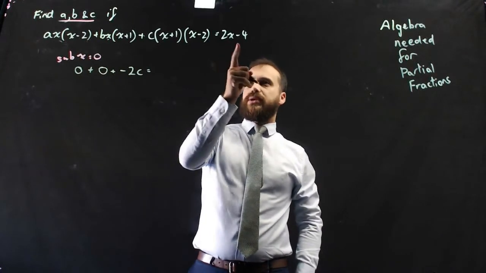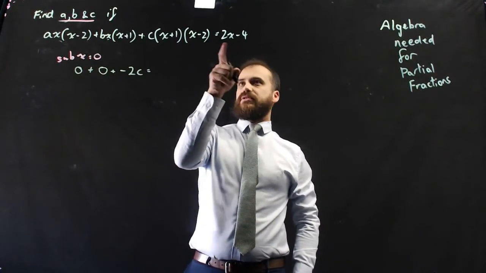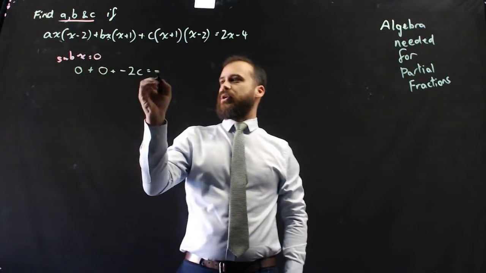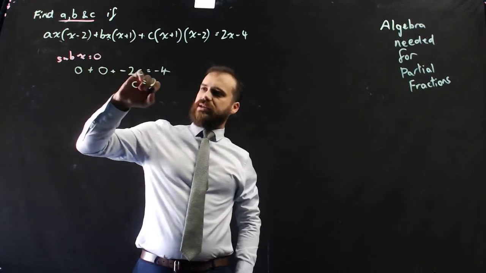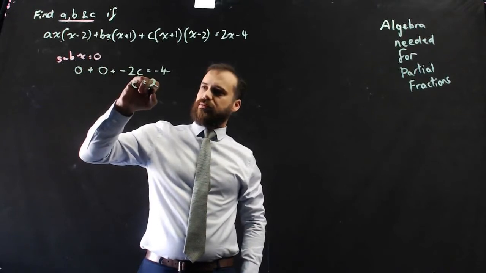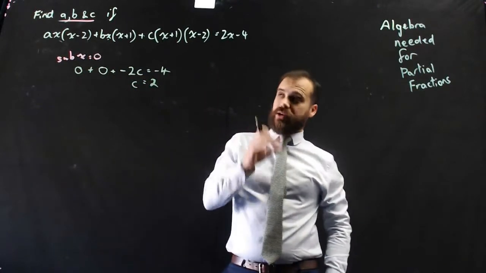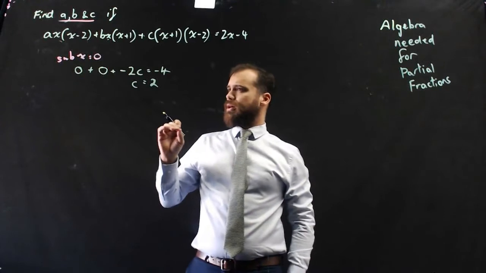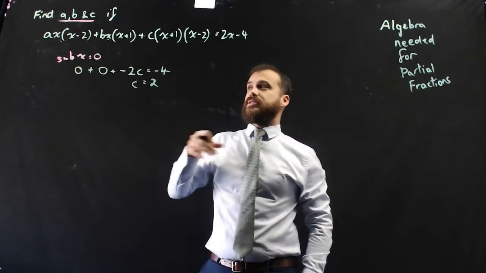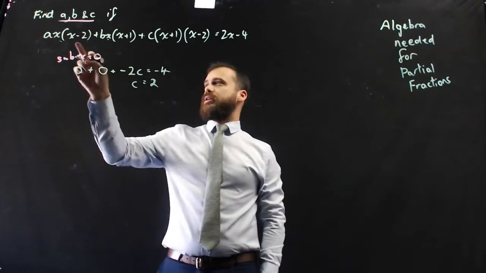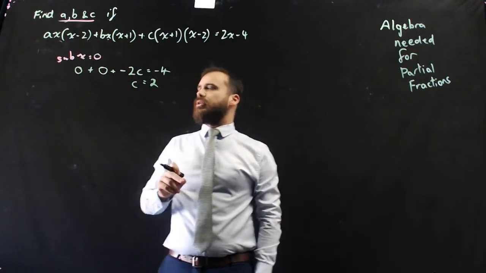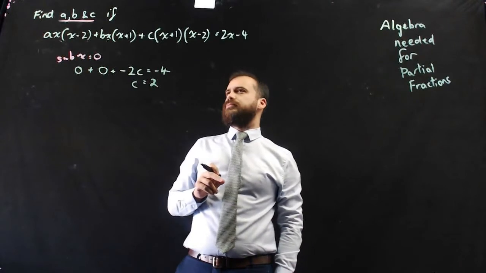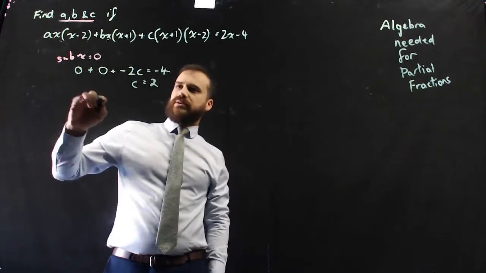And then I've got 2x minus 4. That's 0, so 2 times 0 is 0, minus 4. So I can say now that C is equal to 2. So I know one of my values. Now the trick again is to sub in a value so that either one of these disappears. So I can sub in negative 2.